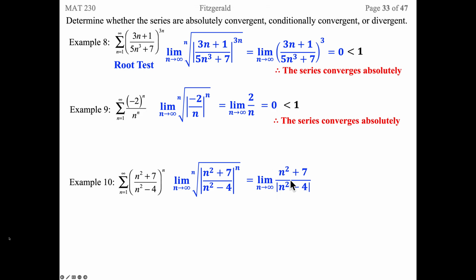You can still think of this as leading term, powers are the same. Therefore, the leading coefficient ratio, 1 over 1, is going to be my limit. So here, this is case 3 of the root test. Our root test is inconclusive, so we can't determine are we going to converge or diverge.